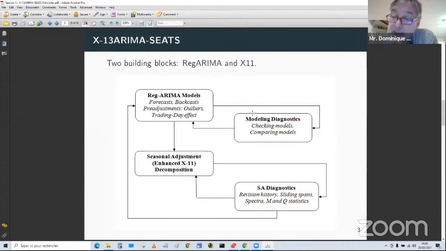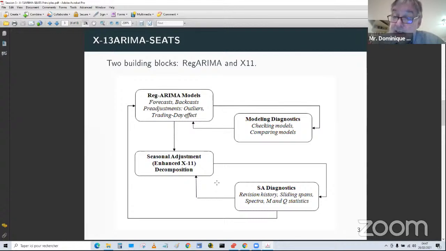So the ARIMA model is incredibly important for TRAMO-SEATS. X11-ARIMA can work without this part. So it's better to have a good ARIMA modeling. It's always better to have good forecasts, but it's not completely necessary for X11, for X12-ARIMA. It's not necessary.